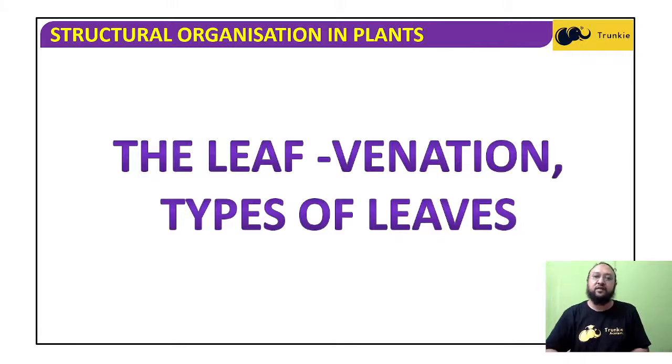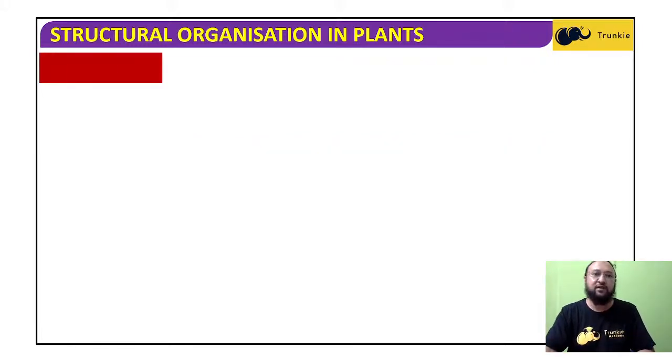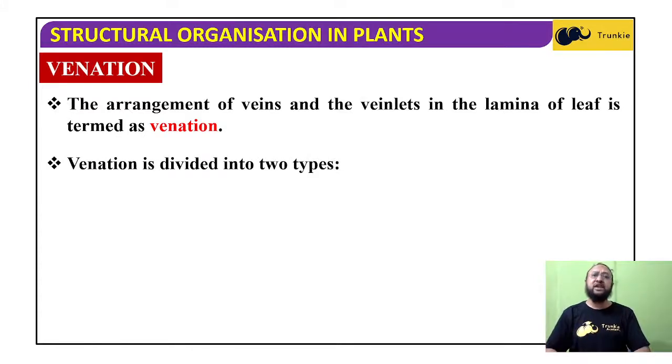Now the leaf venation, or you can say the types of leaves. We have studied about the typical leaf structure. Now we'll study about the venation of the leaves and the types of the leaves. Venation: the arrangement of veins and veinlets in the lamina of the leaf is termed as venation. How it is branched, how it spreads over the lamina.